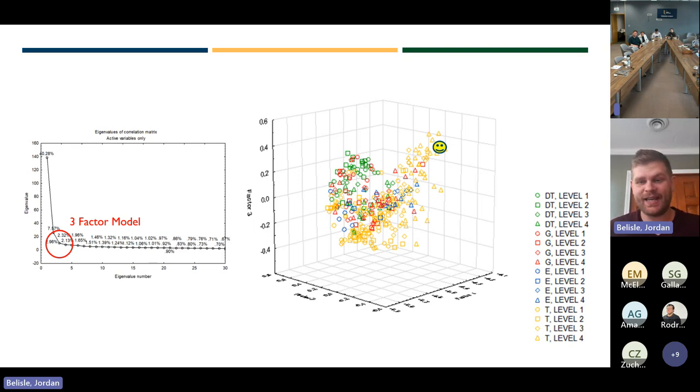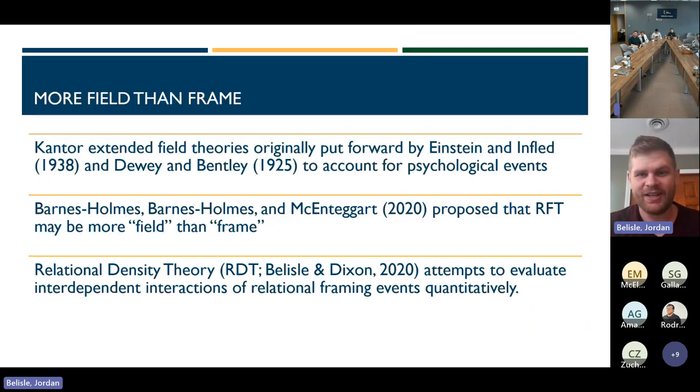What is most critical for us today is the interdependency of verbal relational behavior with other forms of verbal relational behavior. Now, this idea that the elements that comprise language and cognition may be highly interconnected and operate in nonlinear ways is not necessarily new or novel. It's been in the air for a very long time. Kantor extended on the field theories of Albert Einstein and also the pragmatic theories of John Dewey to account for psychological interbehavior. That is, that psychological behavior is so complex that it cannot be easily reduced to its elemental parts.